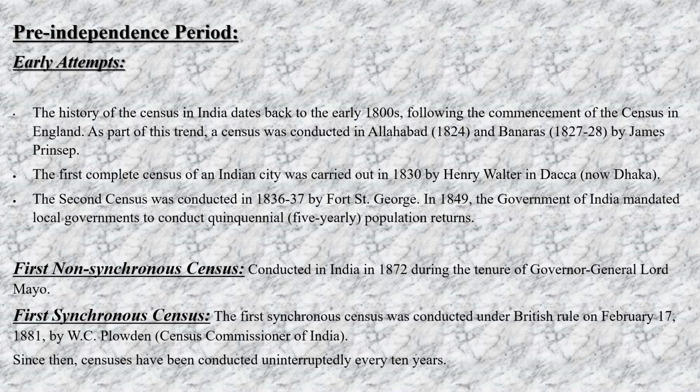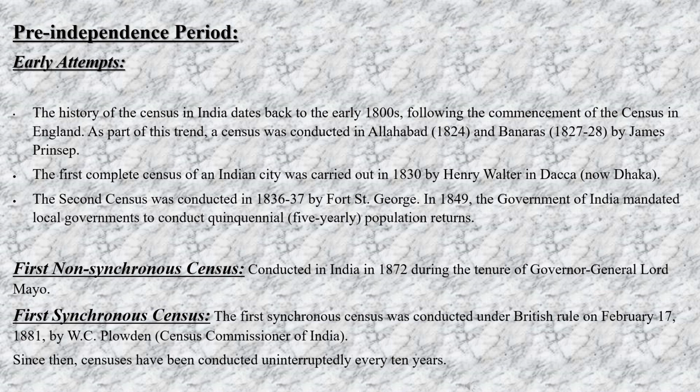Pre-independence period. Early attempts. The history of the census in India dates back to the early 1800s, following the commencement of the census in England. As part of this trend, a census was conducted in Allahabad, 1824, and Banaras, 1827-28, by James Prinsep. The first complete census of an Indian city was carried out in 1830 by Henry Walter in Dacca, now Dhaka. The second census was conducted in 1836-37 by Fort St. George.